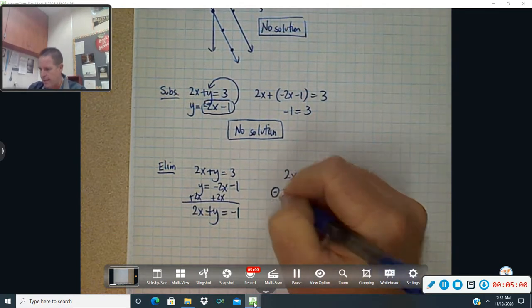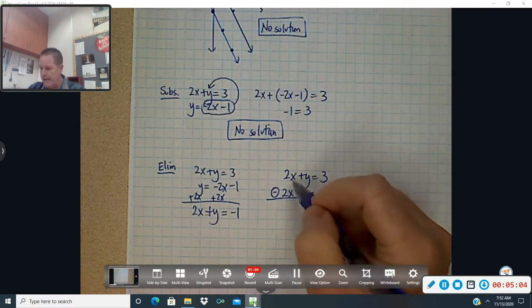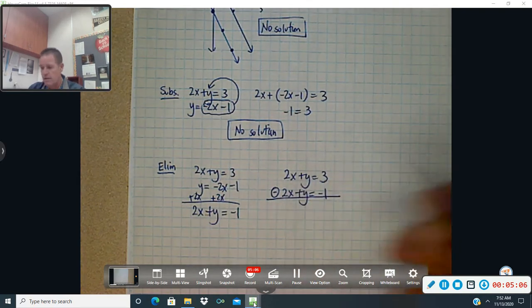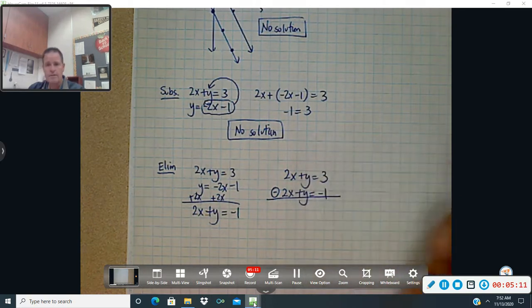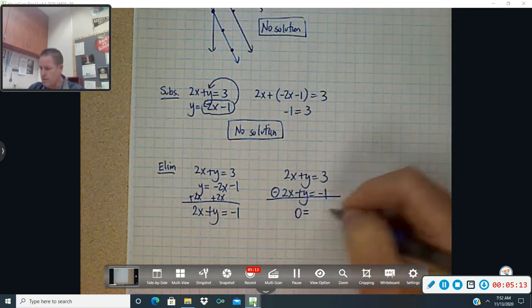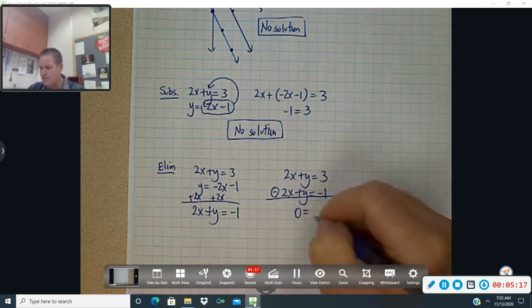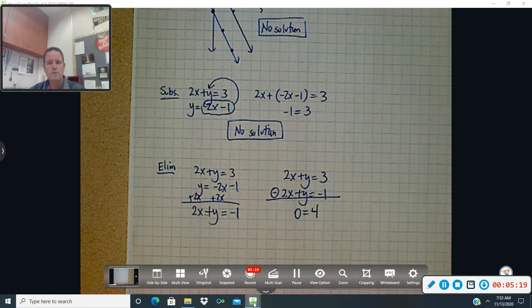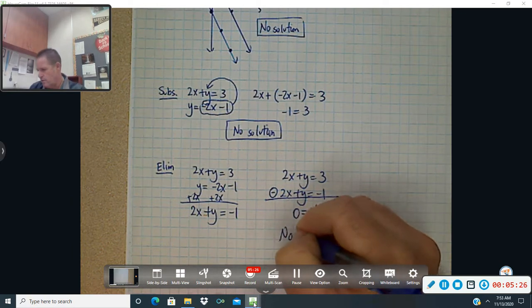I'm going to eliminate it by subtracting. I already have the same number in front of x. Now, you got 2x minus 2x. That's 0. So is y minus y. That's 0 also. So I end up with 0 equals 3 minus minus 1 makes 4. Well, last time I checked, 0 does not equal 4. So again, I get no solution.